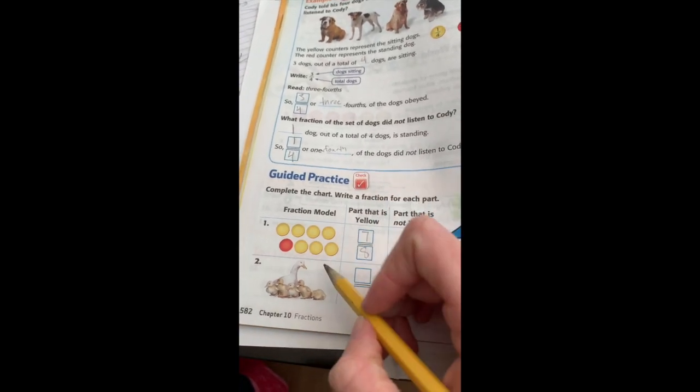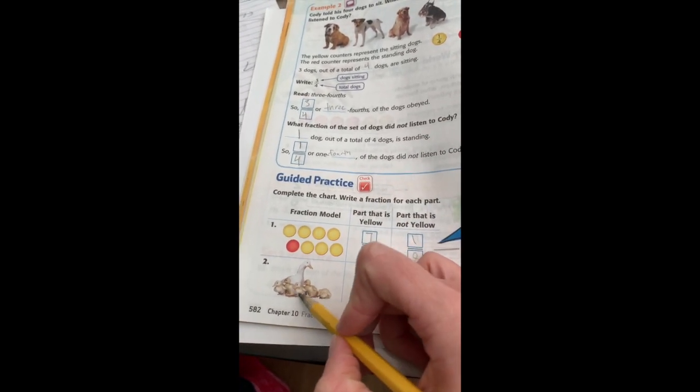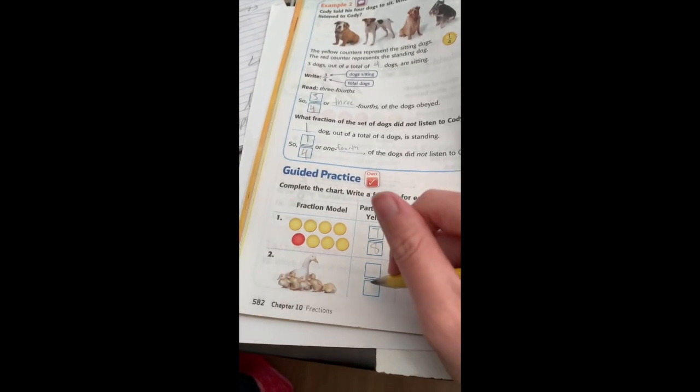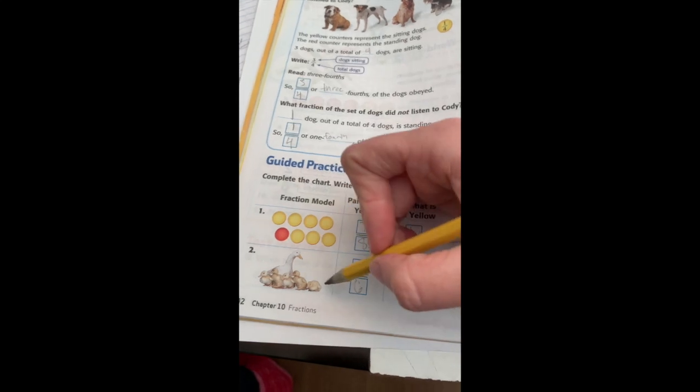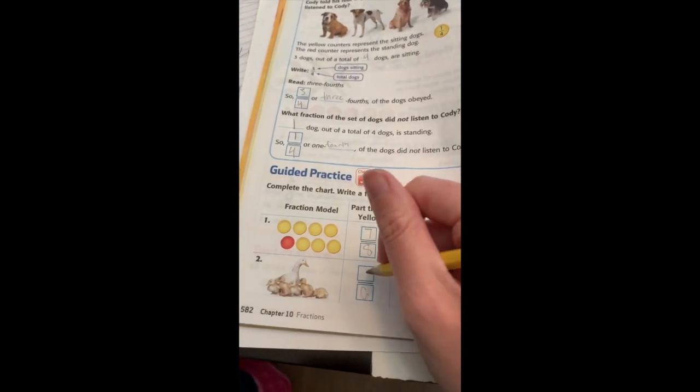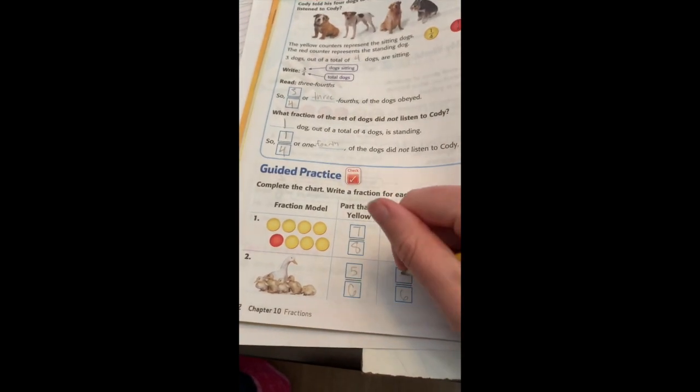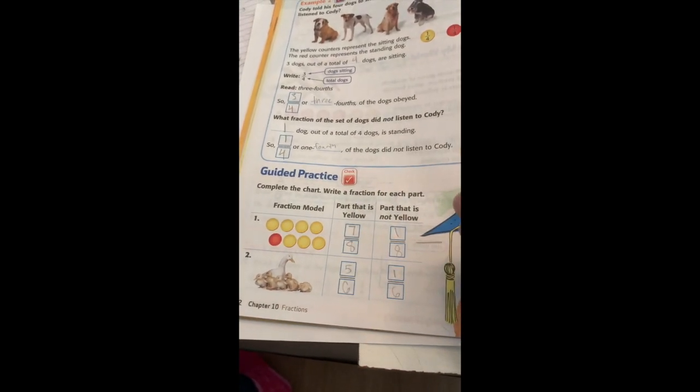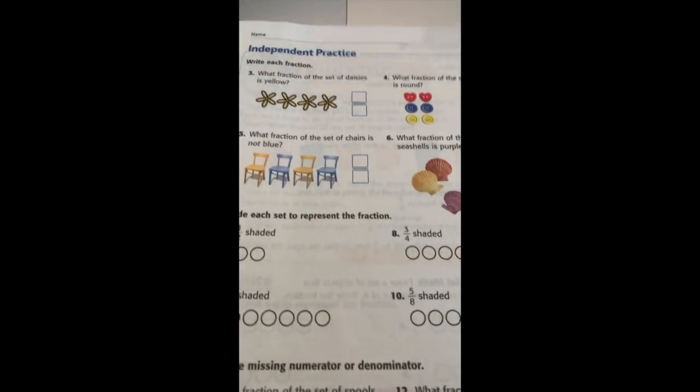How many total ducks? 1, 2, 3, 4, 5, and 6. How many are yellow? Well, all the ducklings are yellow. 1, 2, 3, 4, 5 are yellow, and just 1 is white. All right, moving on. We're doing great.